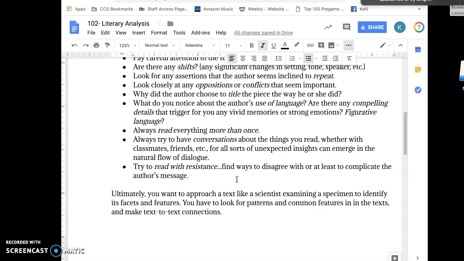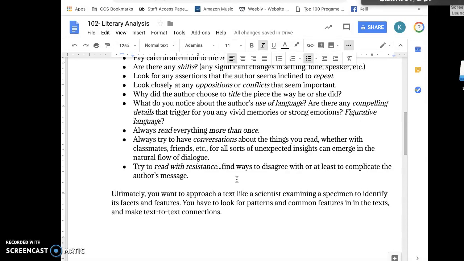It helps you develop new insights from other people when you discuss literature. Try to read with resistance. You find ways to be the devil's advocate, disagree with, or complicate the author's message. It helps you uncover deeper levels of meaning. Okay? We talked yesterday about approaching text like a scientist.